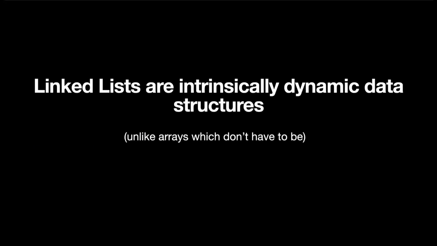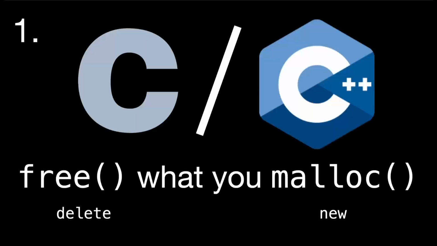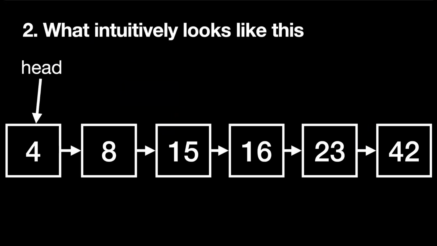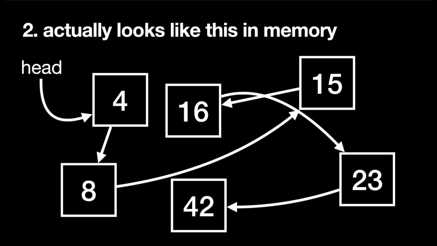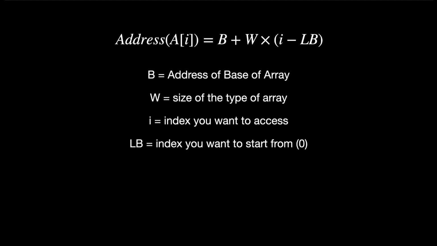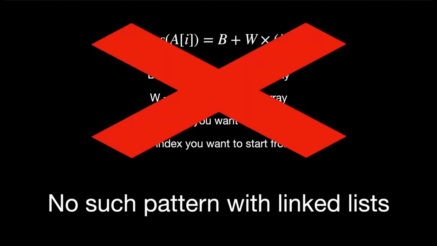Linked lists are intrinsically dynamic data structures. Now, this has 2 implications. The first of which is that you always have to free what you malloc once you're not using it. The second, of course, is that while a linked list might intuitively look like this, it actually looks something more like this in memory. See, with arrays, we have the benefit of being able to calculate the address of any element because it follows a certain mathematical pattern. But we just don't have that with linked lists.